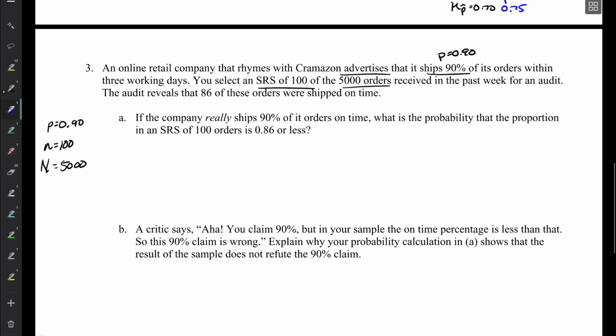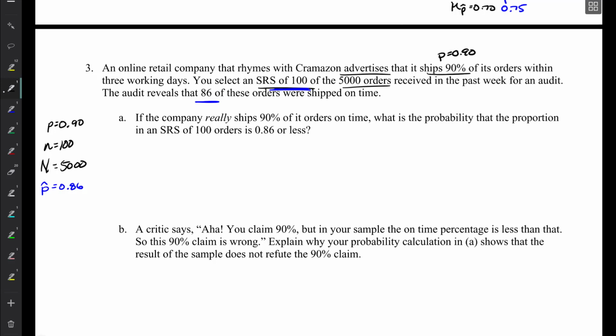This is going to be a p hat, which we won't use immediately, but we will in a bit. This is 86%. I get that from the 86 out of 100 different orders. That's where I get that p hat equals 0.86 from. Now, here's the next thing we need to look at.